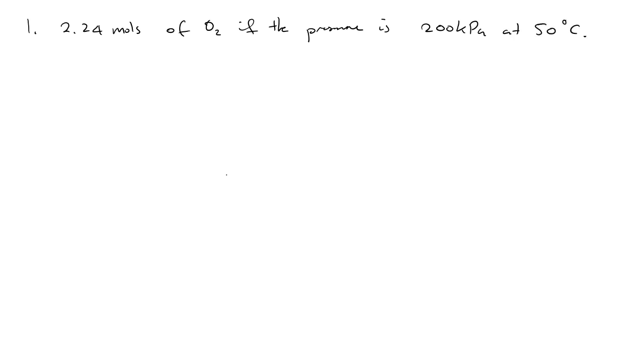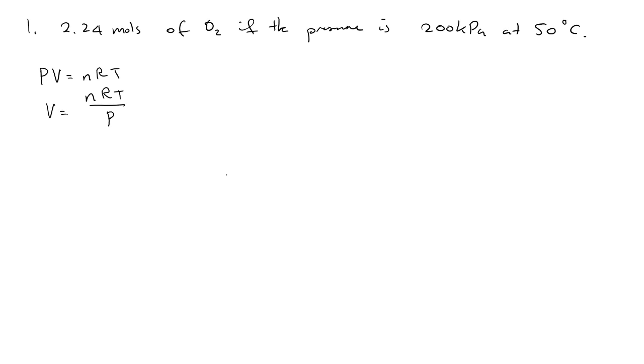But let's say we had a question that goes, calculate the volume in liters occupied by 2.24 moles of oxygen gas if the pressure is 200 kilopascals at 50 degrees Celsius. Now we need to use the ideal gas equation here. So PV is equal to nRT, and we're trying to calculate V. So rearrange the equation in terms of V. So V is equal to nRT over P.